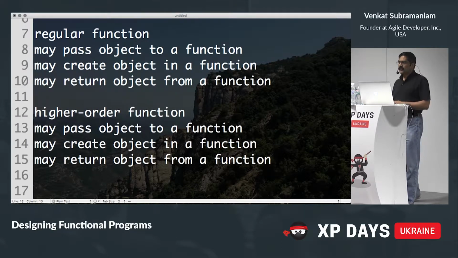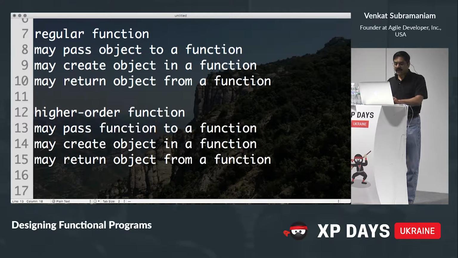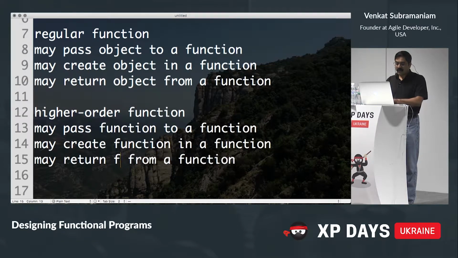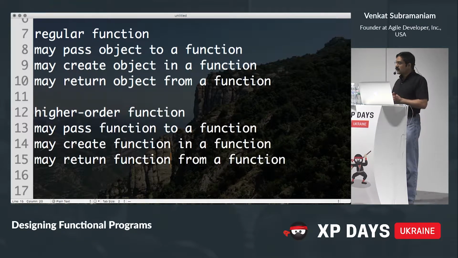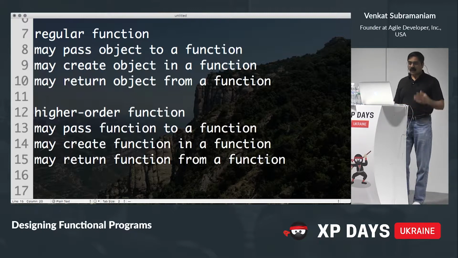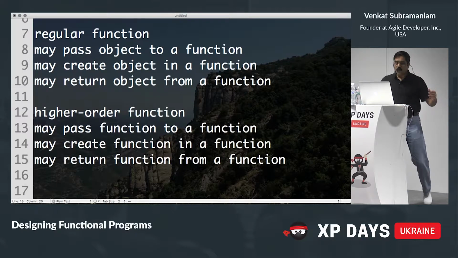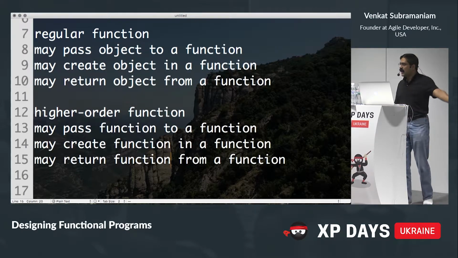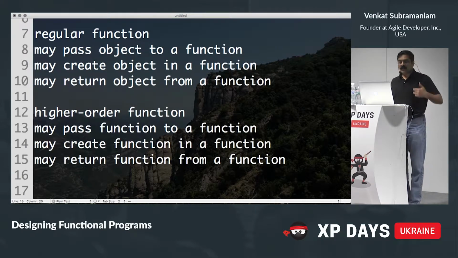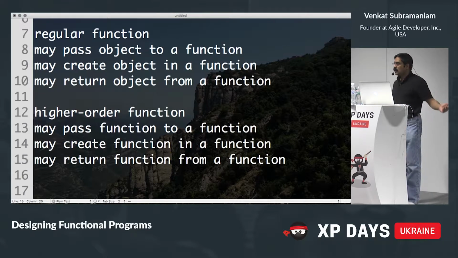In higher order functions, we're going to treat functions as first-class citizens. We may pass a function to a function. We may create a function within a function, and we may return a function from a function. This is what makes a function a higher order function. So with a regular function, we may pass objects around, create objects, and return objects. With a higher order function, we may pass a function, create a function, and return a function. What this gives us is the ability to do not only object decomposition, but functional decomposition as well.